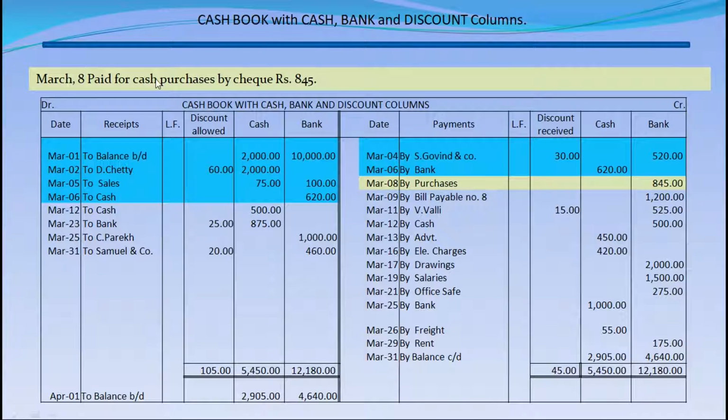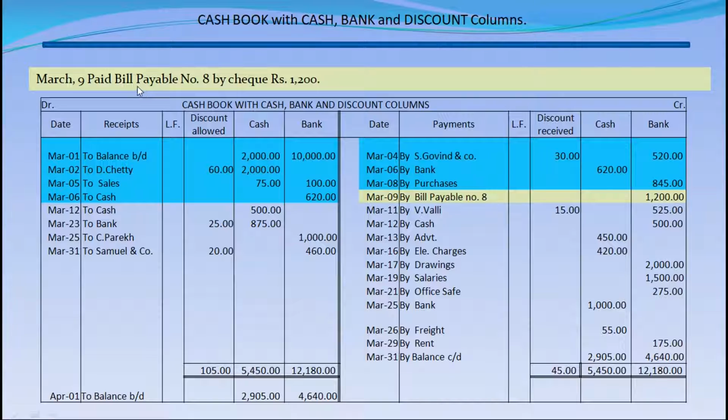March 8 paid for purchases by check 845. This is a payment, so we have to record it on the credit side. This is through check, so we have to record in the bank column 845, March 8 by purchases 845.